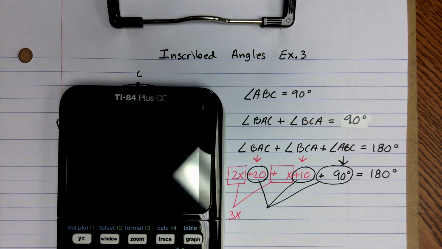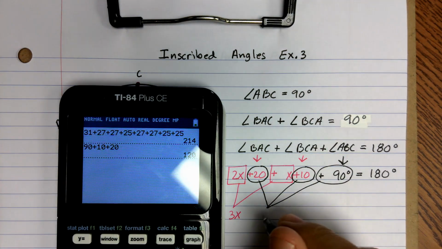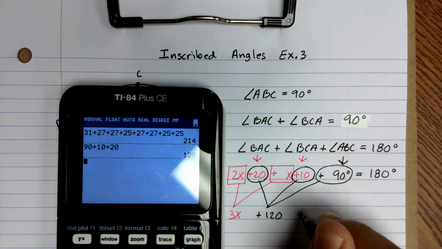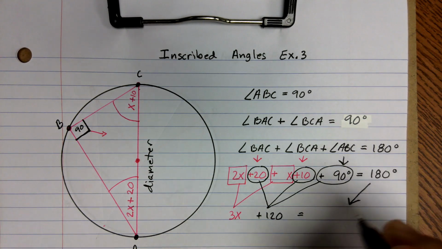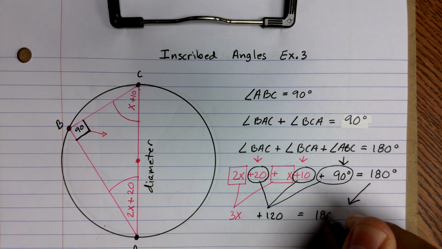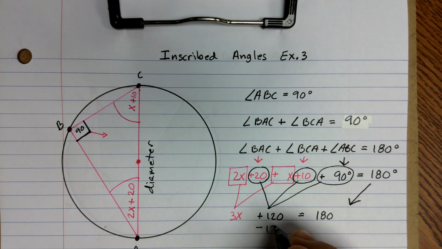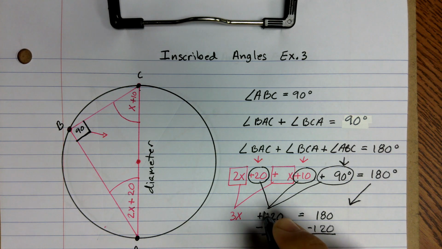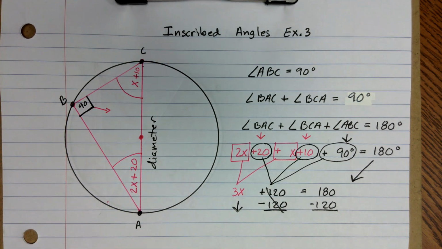So we have 90 plus 10 plus 20. And that gives me 120. So plus 120 degrees. And that's all going to be equal to the total measure of any triangle, which is 180 degrees. In other words, if we add up all three angles, they should equal 180. So I'm now going to subtract 120 from both sides. Those cancel. I'm going to bring down my 3x.